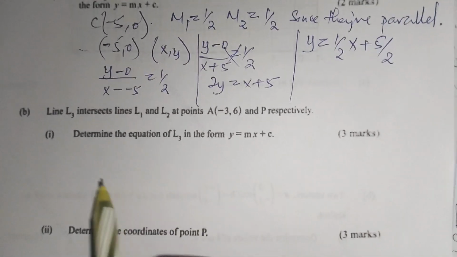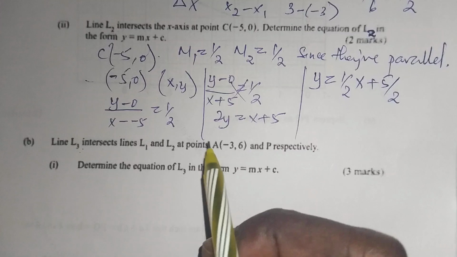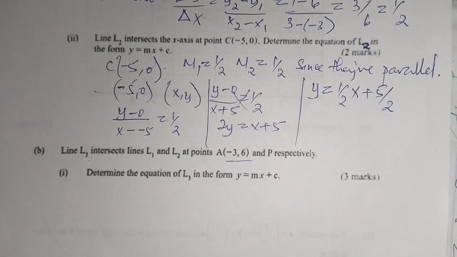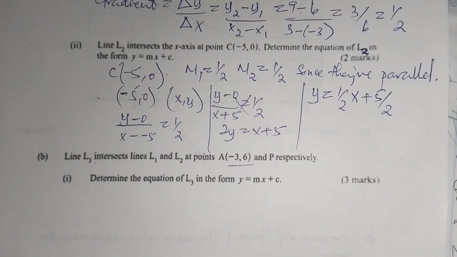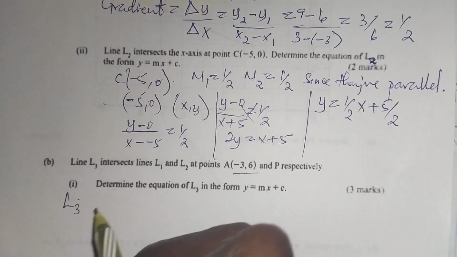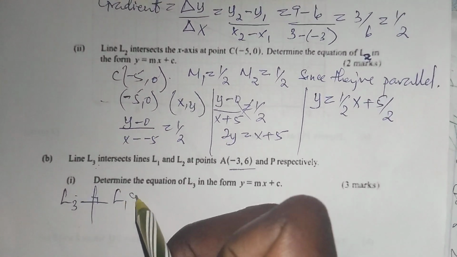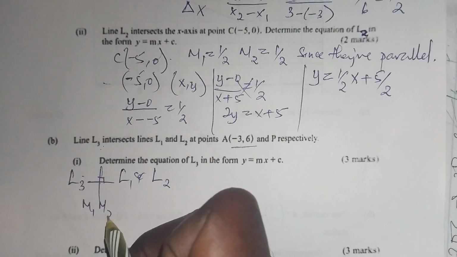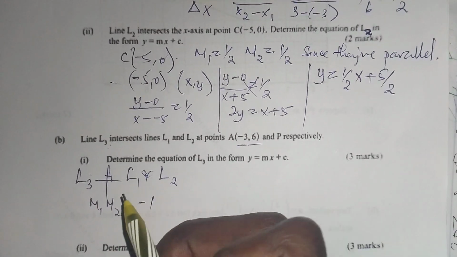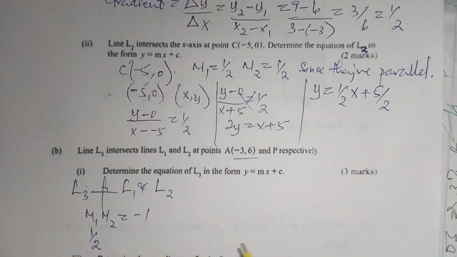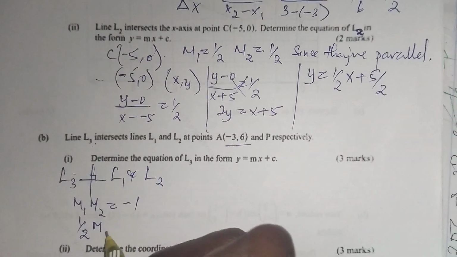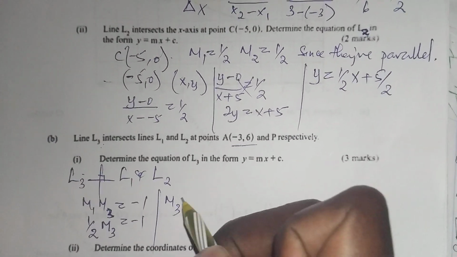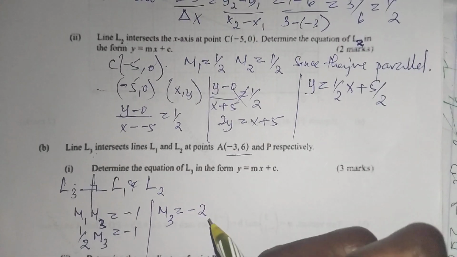Then the third part: L3 intersects L1 and L2 at points (-3, 6) and P respectively. Determine the equation of L3. So first of all, L3 is perpendicular to L1 and L2, and we know for perpendicular lines M1 times M2 will give you negative 1. The other gradient was a half. If you multiply by the gradient for L3, it will give you negative 1. So it means the gradient for line L3 will be negative 2.